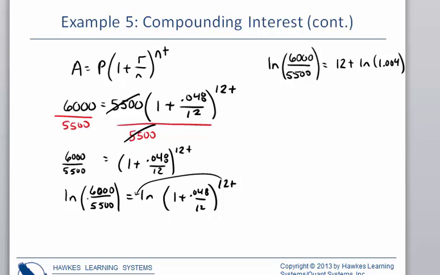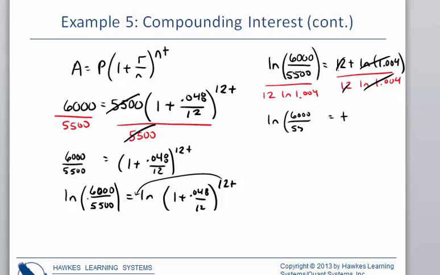Okay, and then we need to divide. So we're going to divide by everything that's not a t over here. So we're going to divide by 12, and we're going to divide by the natural log of 1.004. All right, and so we're going to plug this expression into our calculator: the natural log of 6,000 divided by 5,500, divided by 12 times the natural log of 1.004. And when we do that, if you enter it incorrectly, and as always you can email me and ask if you're not sure, we're going to come up with 1.82.